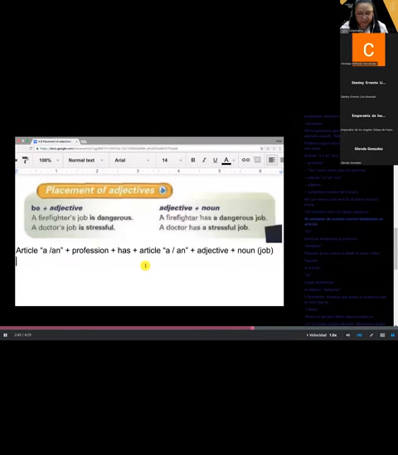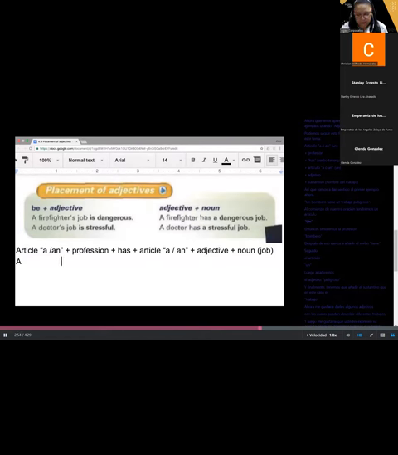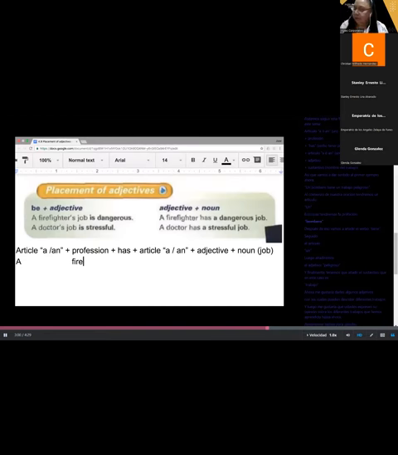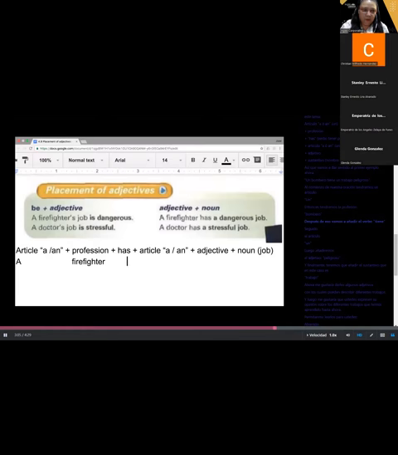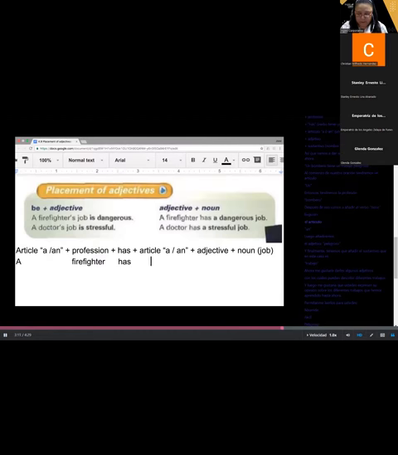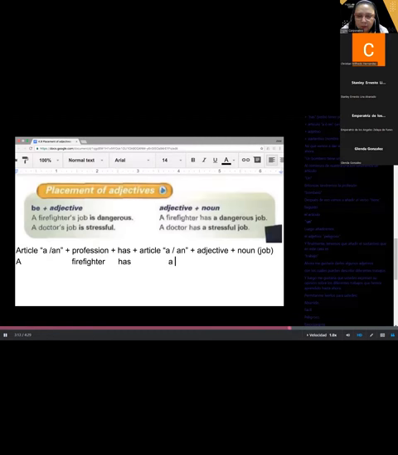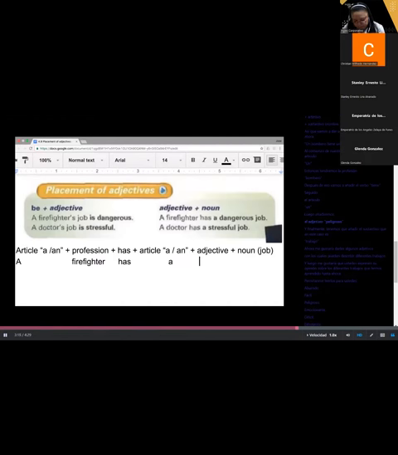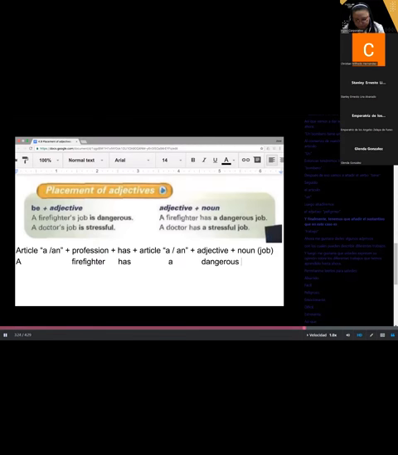At the beginning of our sentence, we will use an article, a. Then we will have the profession, firefighter. After that, we add the verb has. Next, the article a. Then we will add the adjective. And finally, we need to add the noun, which in this case is job.